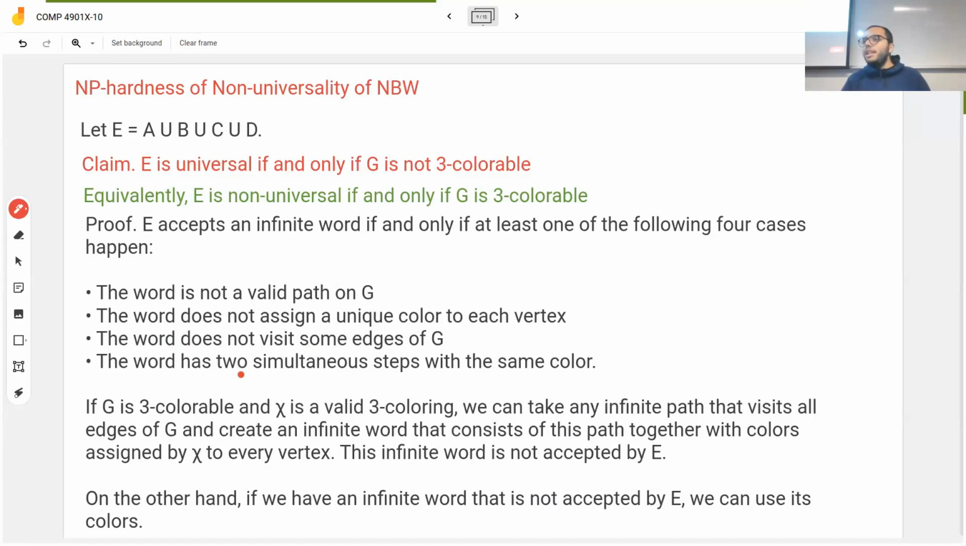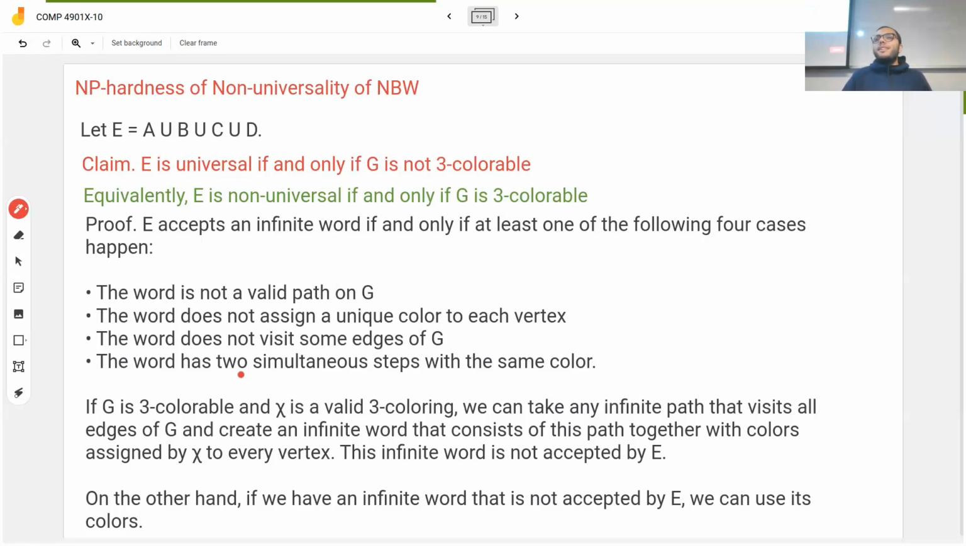So if I have a sequence that is not accepted by E, that sequence is a valid path on G. It assigns a unique color to every vertex, it visits all of the edges, and whenever it traverses an edge, the color is changing. So if E does not accept a particular string, that means G is tricolorable, and vice versa. So yeah, E is non-universal if and only if G is tricolorable.